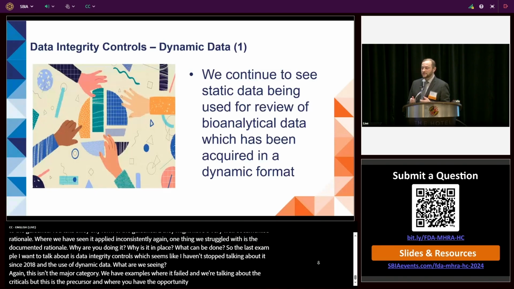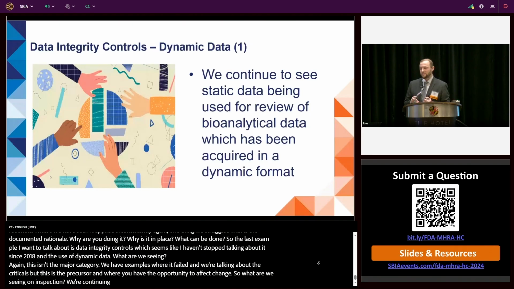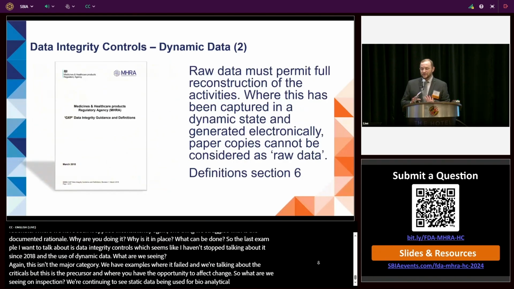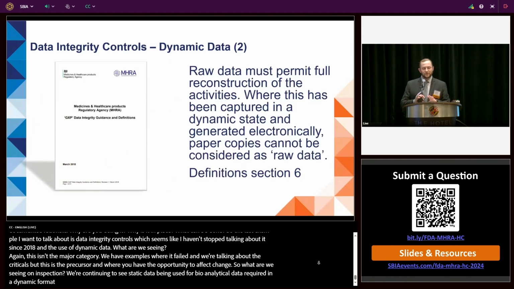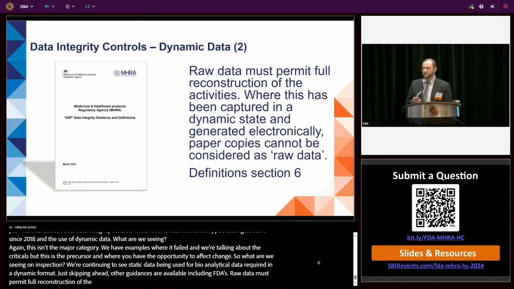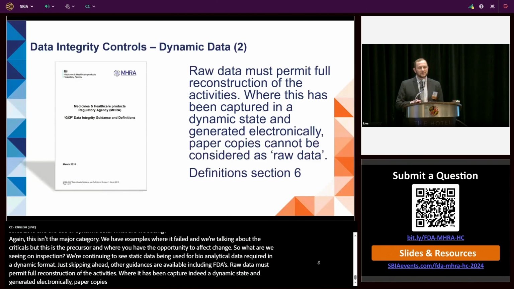So what are we seeing on inspection? We're continuing to see static data being used for review of bioanalytical data which has been acquired in a dynamic format. Just skipping ahead to the MHRA's guidance, and a plug, other guidances are available, including the FDA's: raw data must permit full reconstruction of the activities. Where this has been captured in a dynamic state and generated electronically, paper copies cannot be considered as raw data.